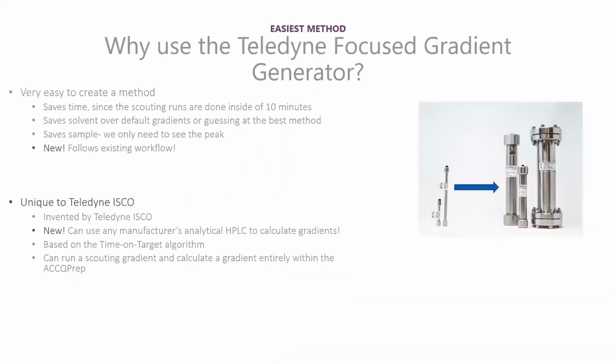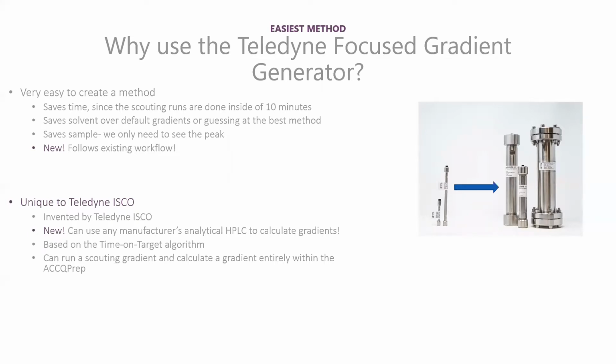So why would you use this method? The calibration is simple and needs to be done only once. A change to the analytical system only needs a scouting gradient run again for the calibration. If there is no matching analytical column, the scouting run can be run on the AccuPrep with the prep column and a small amount of sample. If you run the gradient calculation entirely within the AccuPrep, there is no calibration required at all.